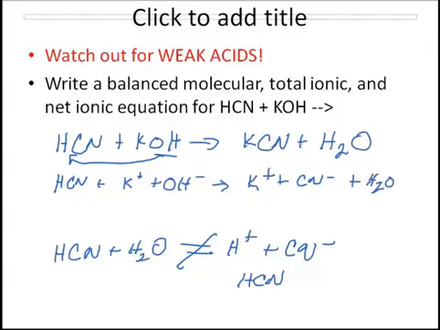H2O. Now, something that's very important. Please note that on both sides, the only thing that's the same is the potassium, right? So there's our spectators. When you're looking at your net ionic equation, HCN is on the reactant side, and CN minus is on the product side. They're different, and things that are different do not get canceled out, whereas things that are the same do get canceled out.